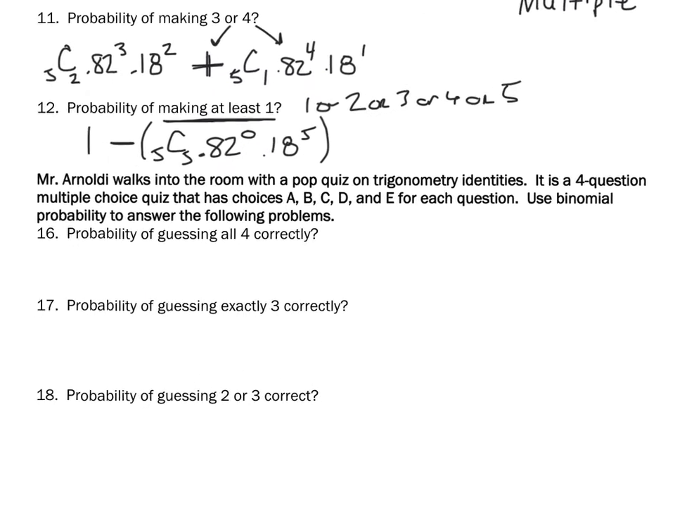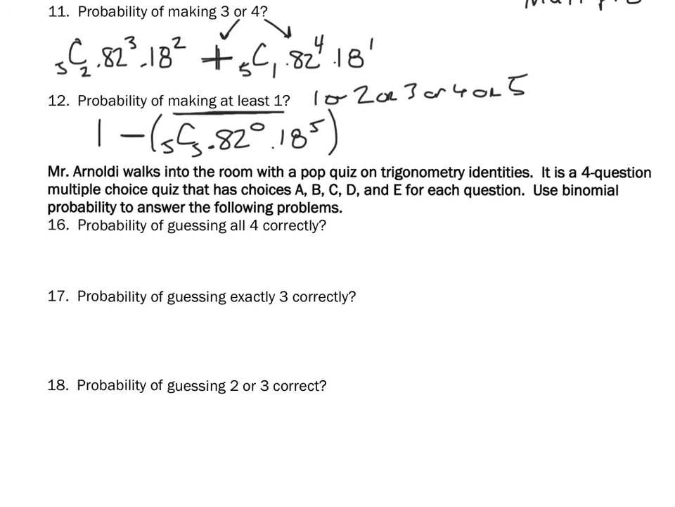Next problem is another example of binomial probability. Walks into a room with a pop quiz on trig identities. It's a 4-question multiple choice quiz. It has choices A, B, C, D, and E for each question. Use binomial probability to answer the following questions. So in this case, we've got a probability of getting a question right is 1/5. There's 5 choices. 1 of them is correct. And we are guessing on these.